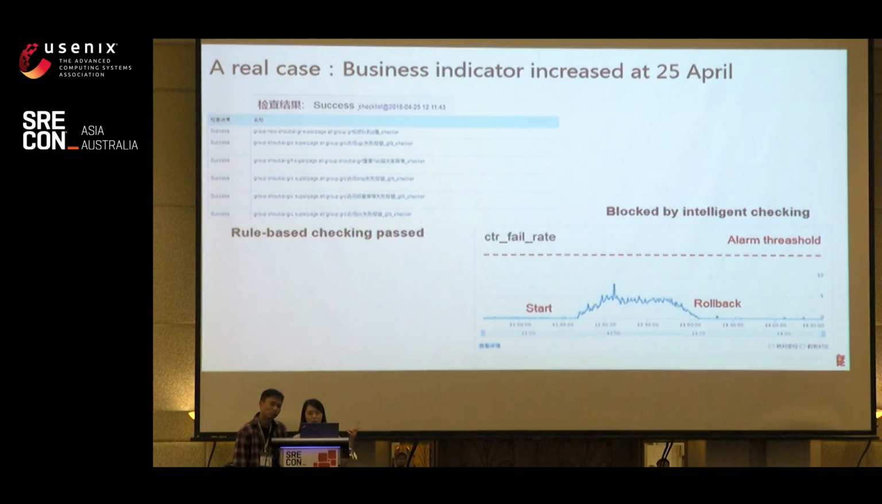You can see that after stage 1 of the business logic indicator, the CTR fail rate decreased, which means something was wrong, but did not reach the alarm threshold. So the rule-based checking passed, while intelligent checking detected this fault successfully and stopped this release. This is abnormal, and then we rolled back and recovered.